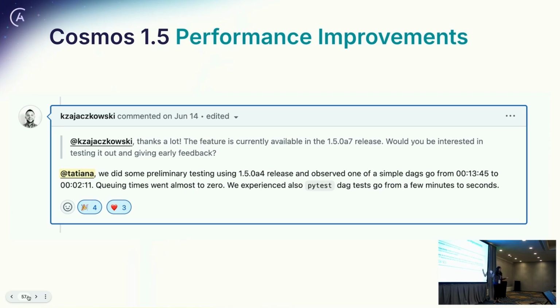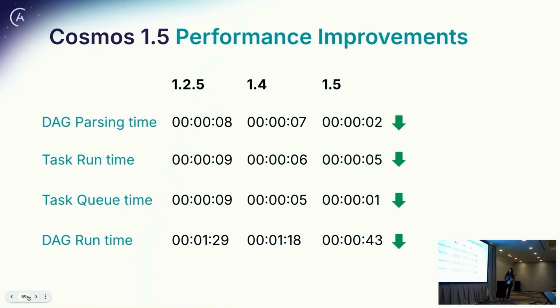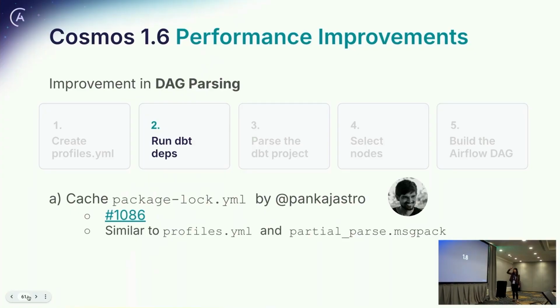And our tests sped up. So we were like, oh, that's good. We're finally going in a good direction. So the profiles change we mentioned. You can see the improvement between 1.4 and 1.5 is quite significant, and very comparable to the dbt-LS output approach.